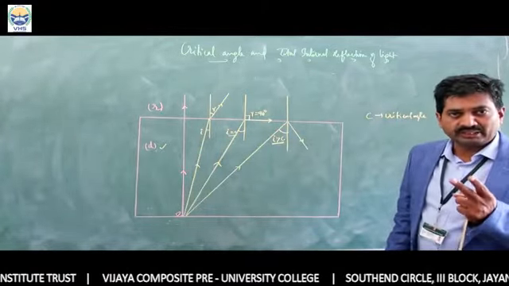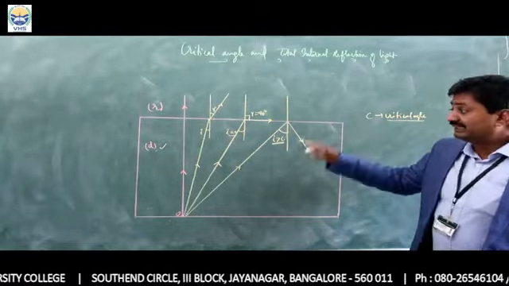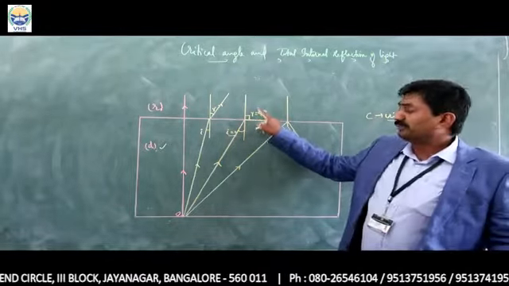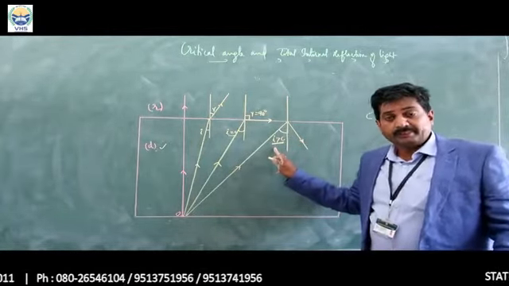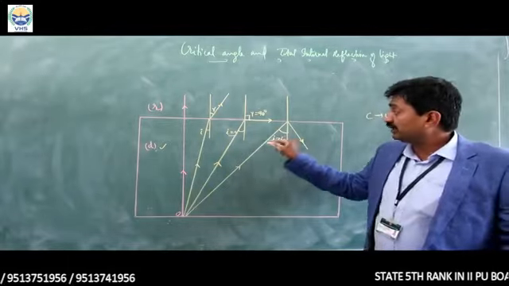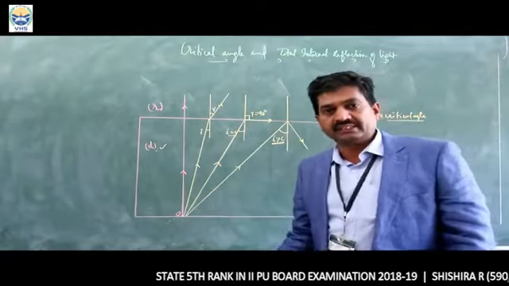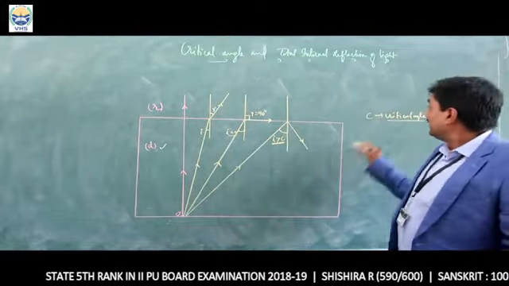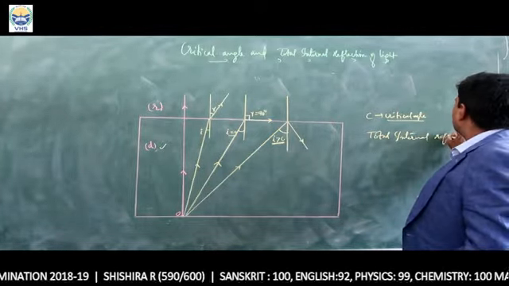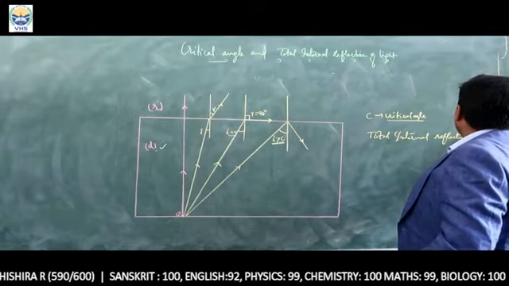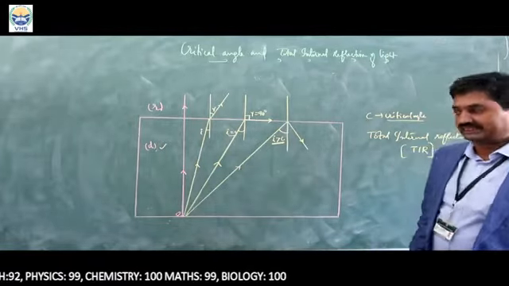The two sentences are very, very important. Critical angle is that angle of incidence in the denser medium, for which the angle of refraction becomes 90 degrees. And total internal reflection of light is one of the phenomena in which, if the angle of incidence in the denser medium is greater than the critical angle, the ray, instead of undergoing refraction, reflects back into the same medium. This is known as total internal reflection of light. In general, it is TIR, total internal reflection of light.